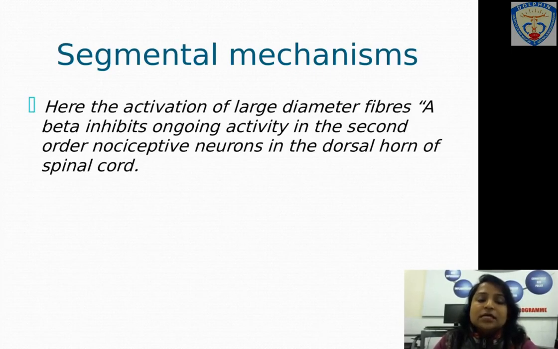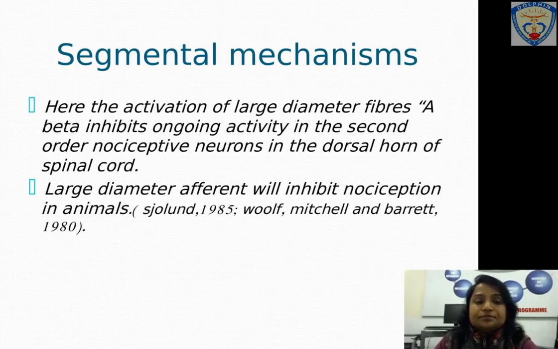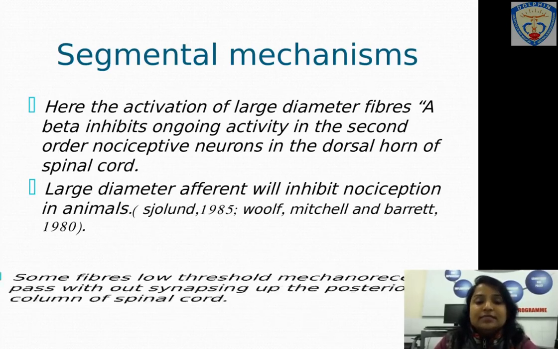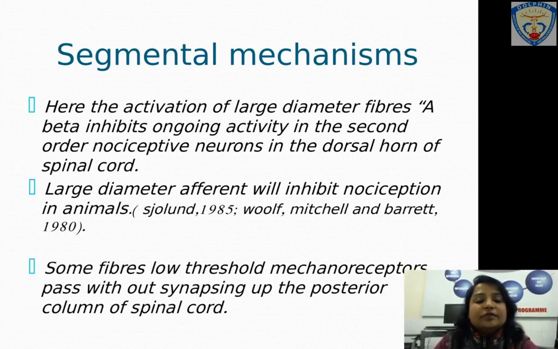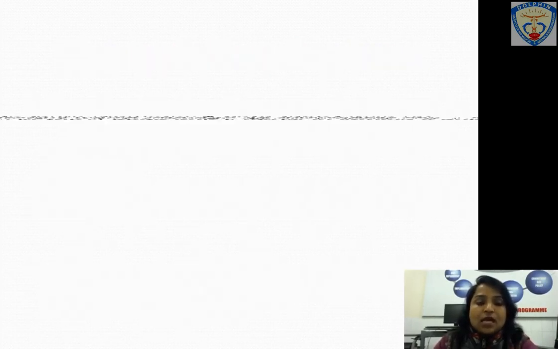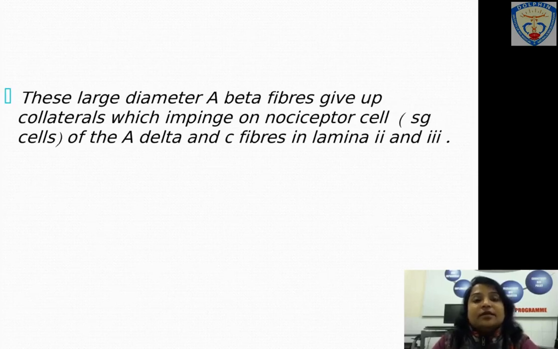What happens here? There is activation of large diameter fibers called the A beta fibers, or the pain inhibiting fibers, which inhibit the ongoing activity in the second order nociceptive neurons in the dorsal horn of the spinal cord. And large diameter afferents will inhibit nociception in animals. This is research, and some fibers have low threshold mechanoreceptors. They pass without synapsing up the posterior column of the spinal cord. And these large diameter A beta fibers give up collaterals which impinge on the nociceptive cells.